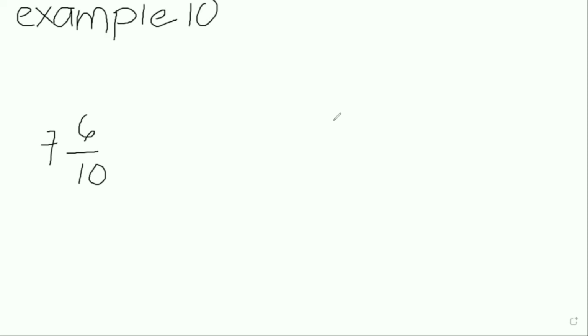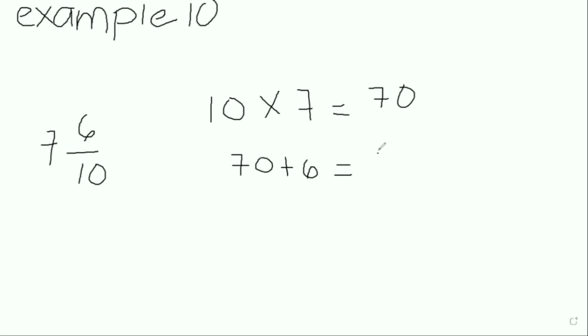Our final example in changing mixed number to improper fraction is 7 and 6/10. So once again, we are going to multiply the denominator with the whole number. So that's 10 times 7 equals 70. So this product will be added to the numerator. 70 plus 6 equals 76. And this will be our new numerator. And then we just have to copy the denominator. And our answer is 76/10.